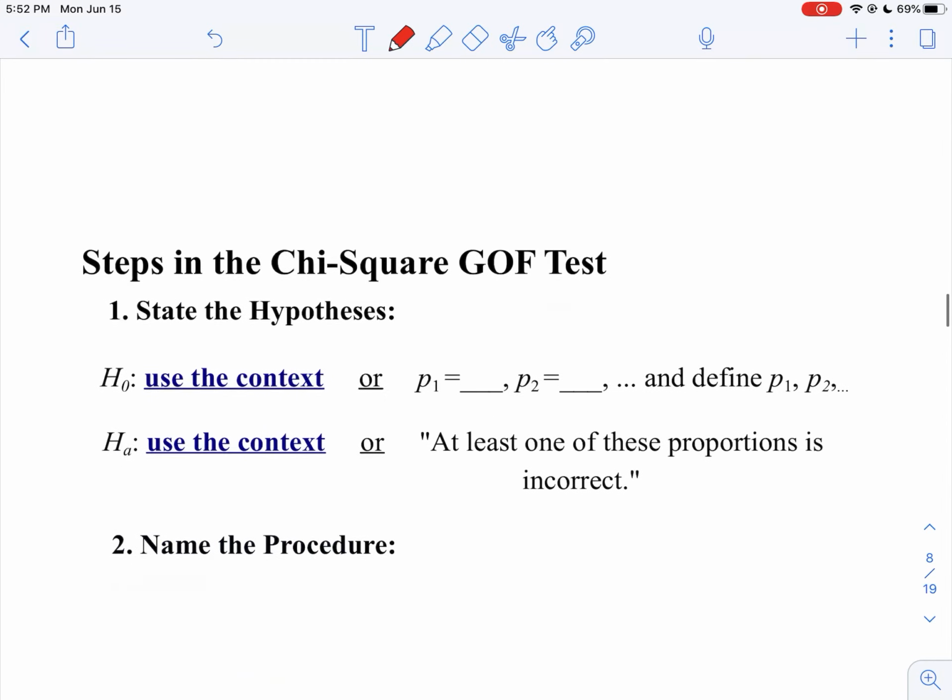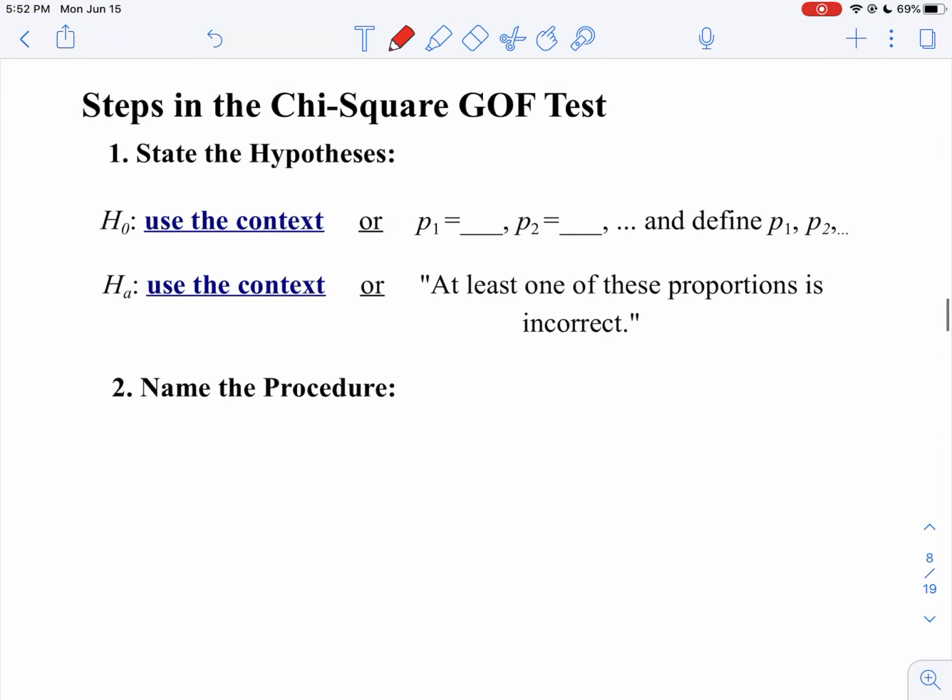All right, so let's go through the steps in a chi-square goodness of fit test. First step, obviously, is to state our hypotheses. So our null hypothesis would be, just use the context of the question. That's going to be way shorter.